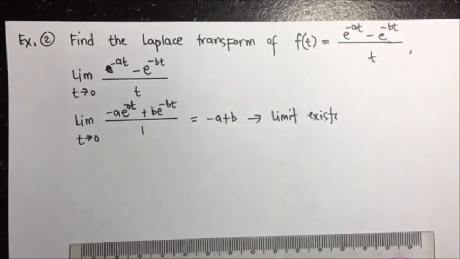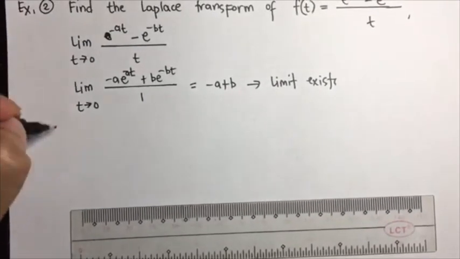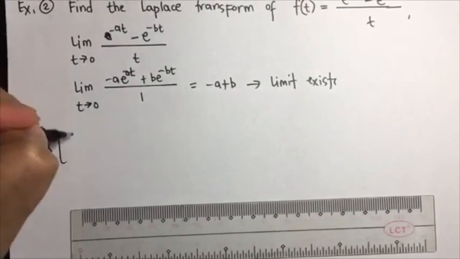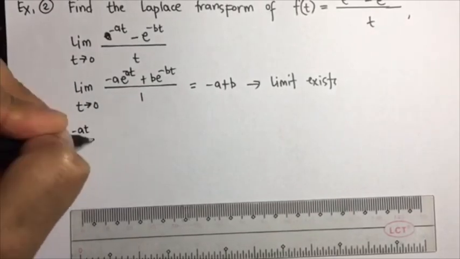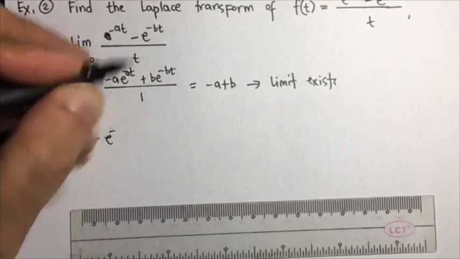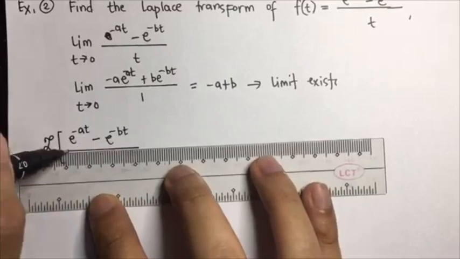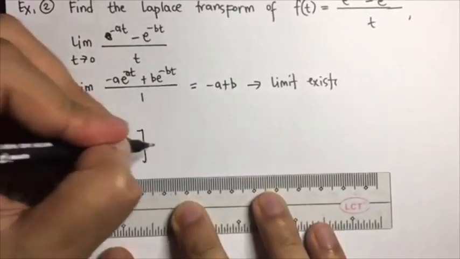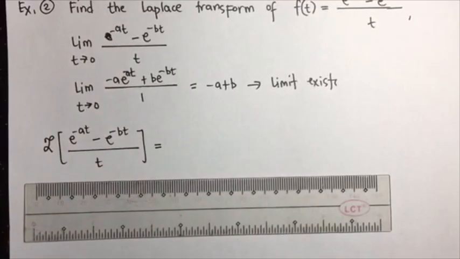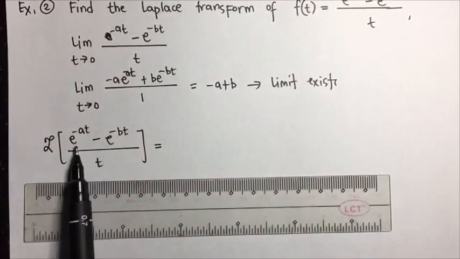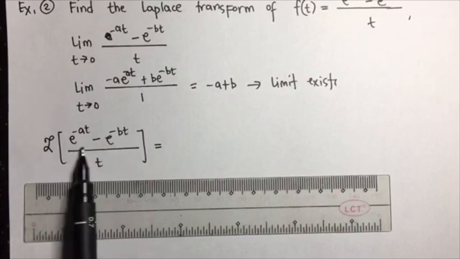Okay, so since the limit exists, then we can apply the property of division by p. So the Laplace transform therefore of e raised to the negative at minus e raised to the negative bt over t is equal to, we can find first the Laplace transform of the numerator.